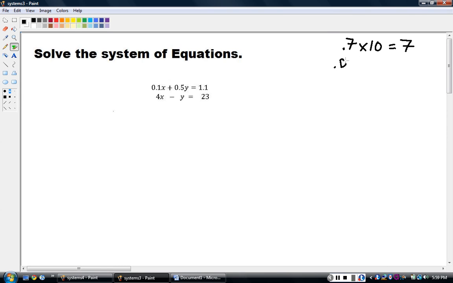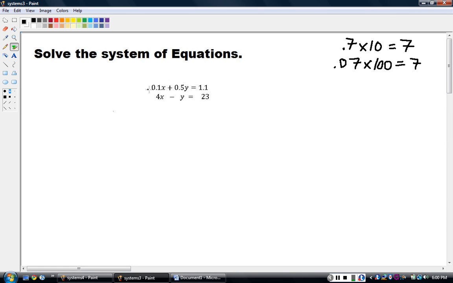What if it was 0.07? If you multiply that by 100, that would also be 7. Multiplying by powers of 10 just moves your decimal place as many zeros as there are. So 0.07 or 7/100ths times 100 is 7. And these are the kind of numbers we like to work with, these integers. They're a little bit easier to deal with. So I'm able to do that over here.